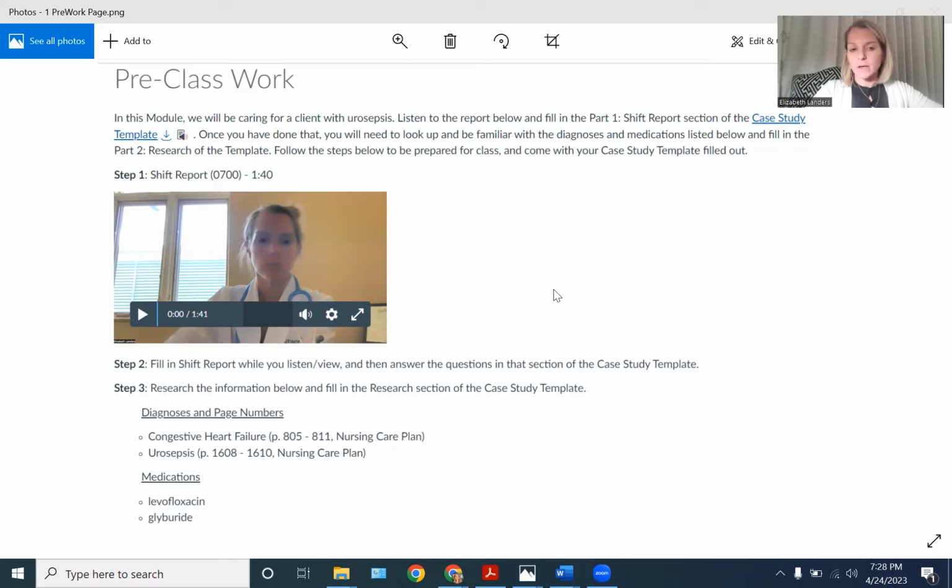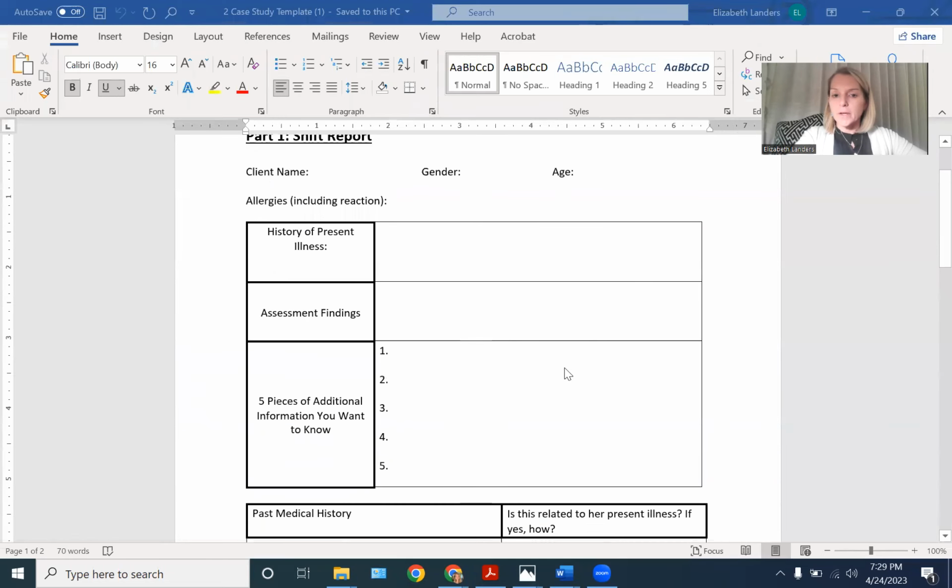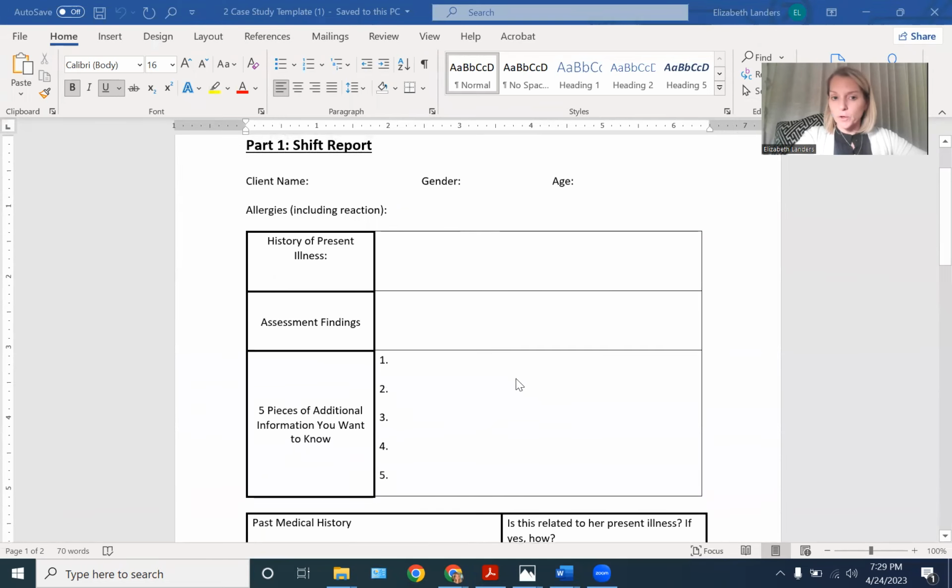They listen to this report and they fill out the template with important information about the patient's past medical history. They also then research some diagnoses and some medications so that they have the knowledge base to move forward with the case. Here is what the shift report looks like. They have the client's basic demographic information, history of present illness, assessment findings.